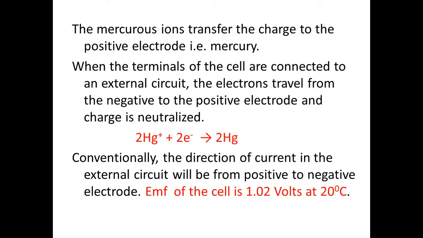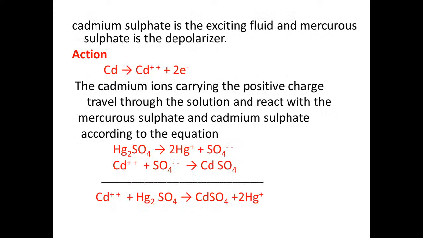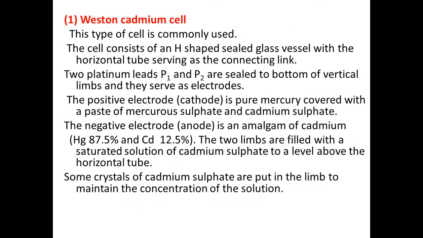Conventionally, the direction of current in the external circuit will be from positive to negative electrode. EMF of the cadmium cell is 1.02 volts at 20 degree centigrade. So they are temperature dependent. With the change in temperature, the value of the EMF falls. So this was your Western cadmium cell.